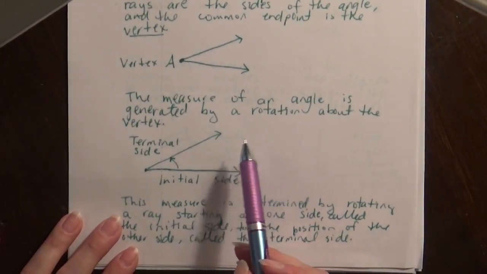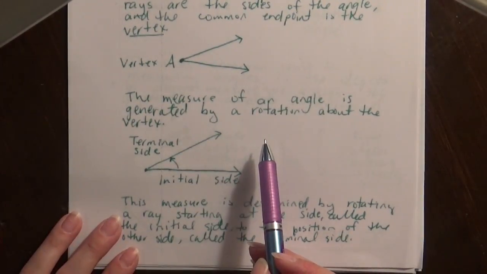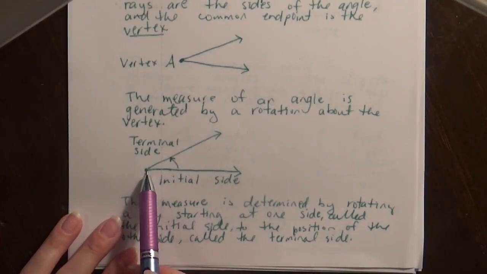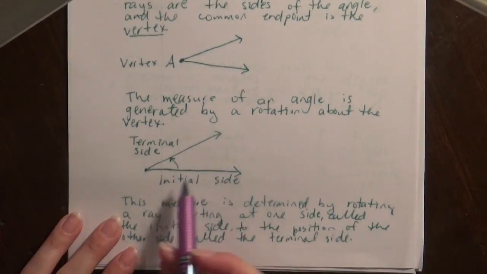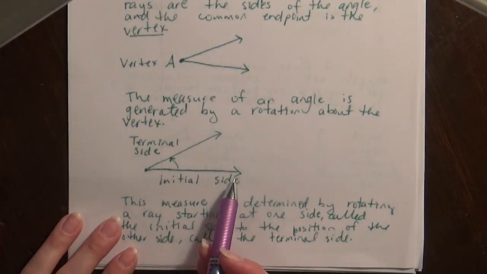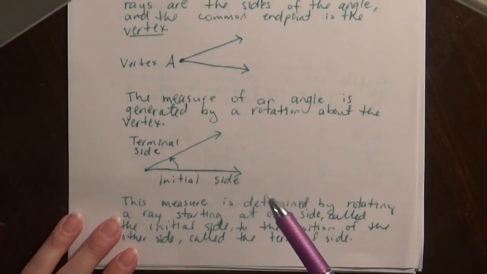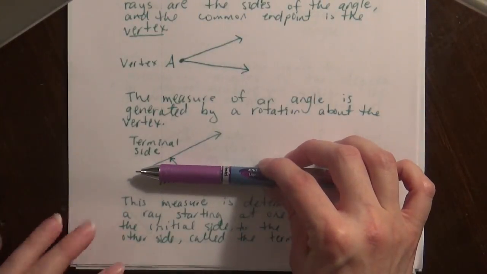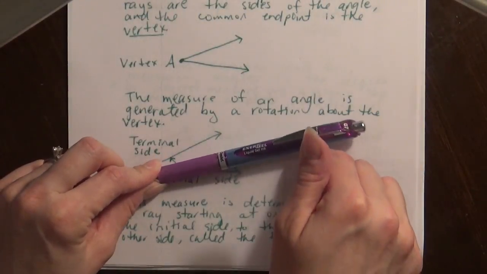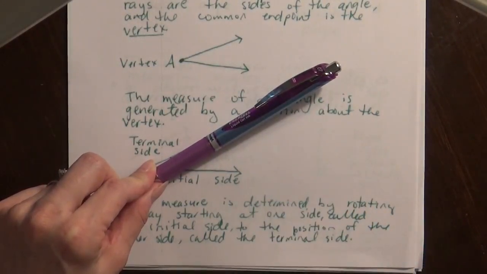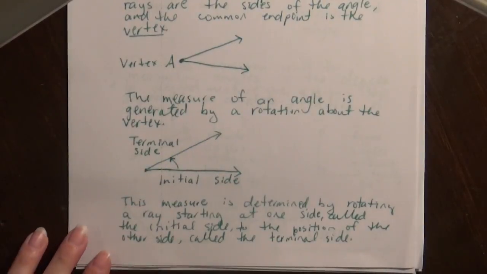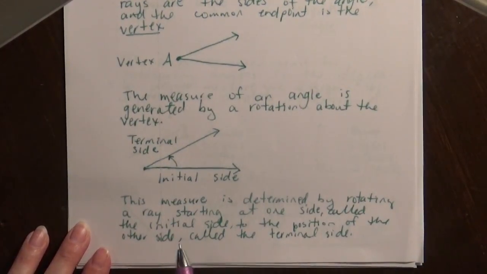The measure of an angle is generated by a rotation about the vertex. So again, here's my vertex, and we call this the initial side, and this is the terminal side. If I place my pen over the initial side, I'm just making a rotation around the vertex up about this far to get my terminal side. And of course I could keep going to make a different angle. This measure is determined by rotating a ray starting at one side, called the initial side, to the position of the other side, called the terminal side.